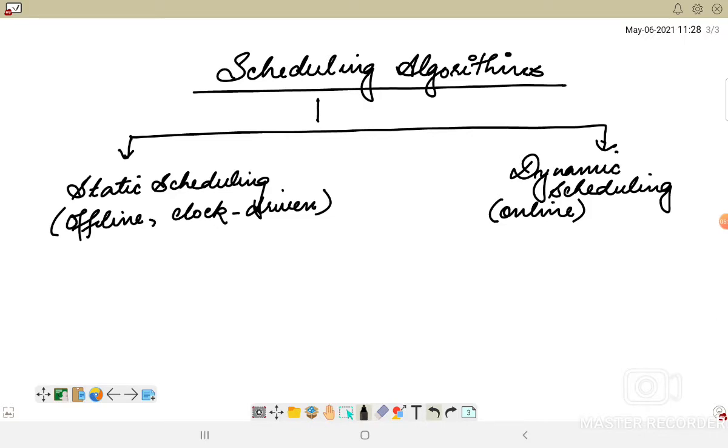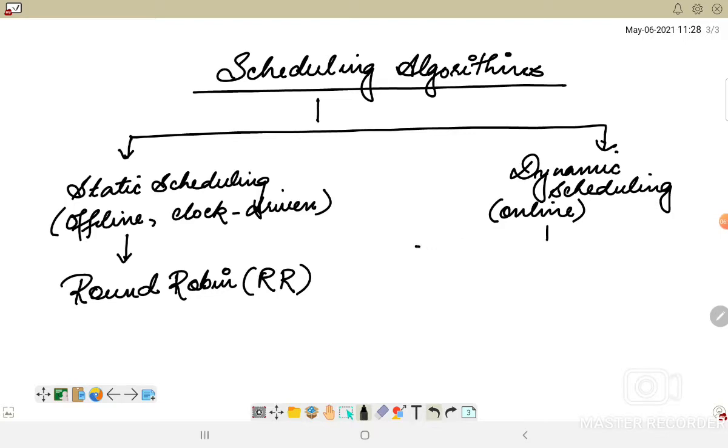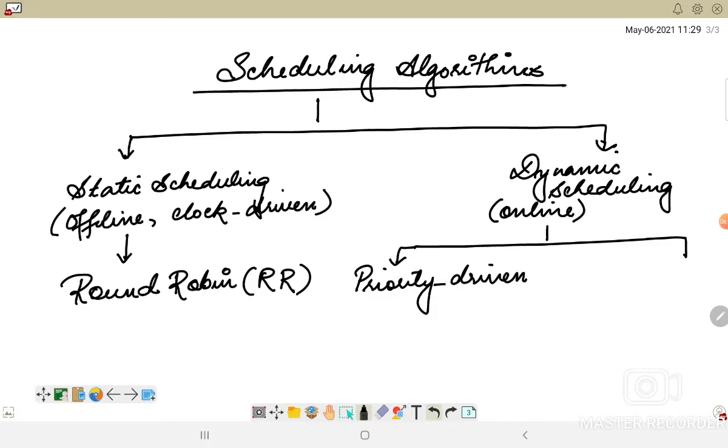For static scheduling, one of the very common scheduling algorithms used here is round robin. We have done round robin in our traditional operating system scheduling concepts as well. So round robin, which is represented as RR, and we have dynamic scheduling algorithms again subdivided into two types. One is the priority driven and the other is the quality driven.